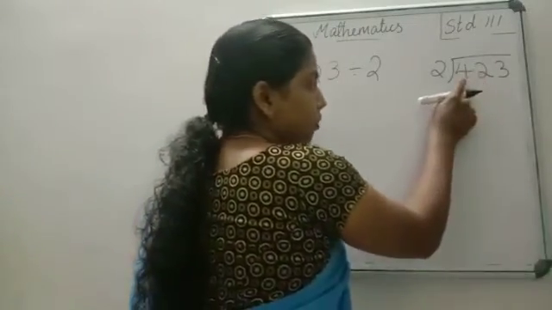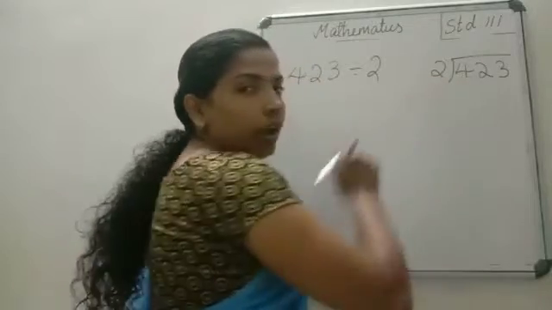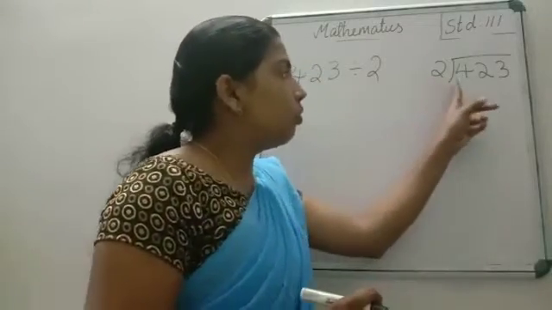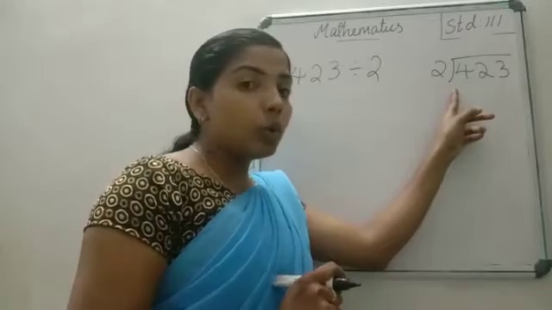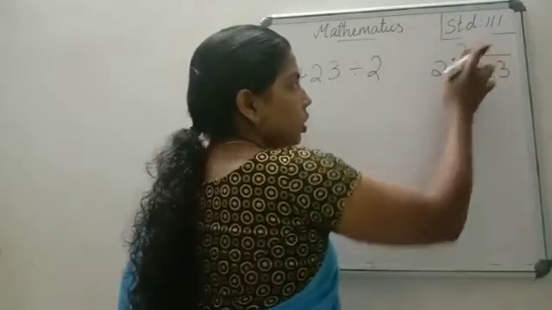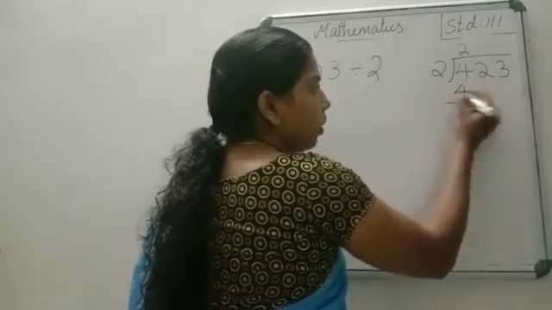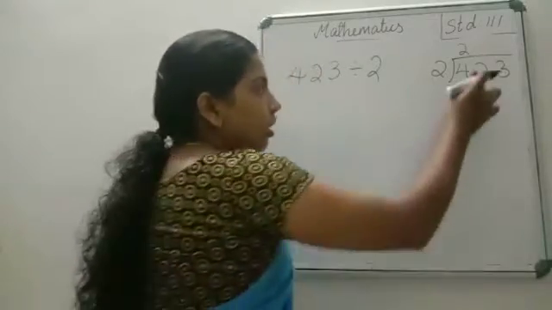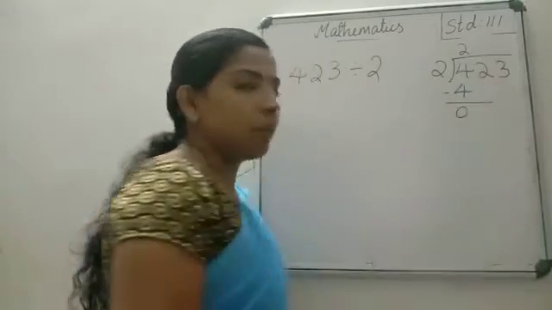Take this 4 first. 4 divided by 2. That you have to take first. In 4, how many times 2? 1 two is 2, 2 twos are 4. So how many times? 2 times. 2 twos are 4. Now what you have to do? Subtraction. 4 minus 4 is 0.